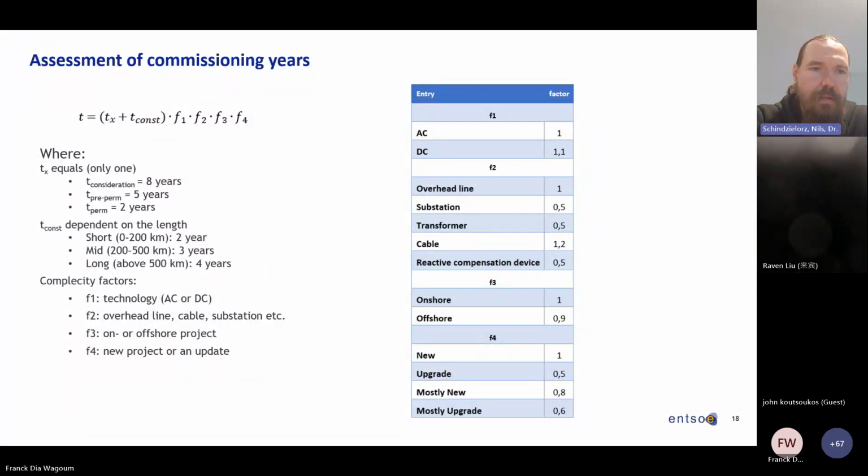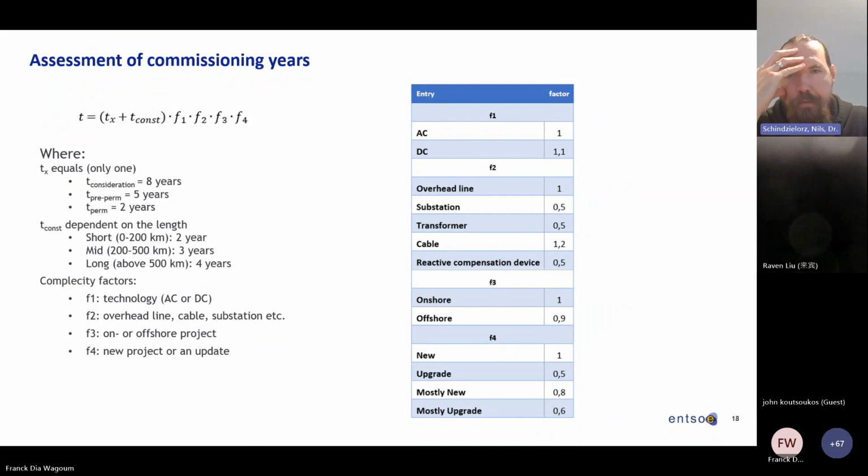The first factor is defining the complexity of the technology, whether it's AC or DC. The factor number 2 gives the complexity, whether it's an overhead line or a cable or a substation or something like that. And the factor number 3 is given whether it's an onshore or an offshore project. And the factor number 4 is whether it's a new project or an update of an existing line.